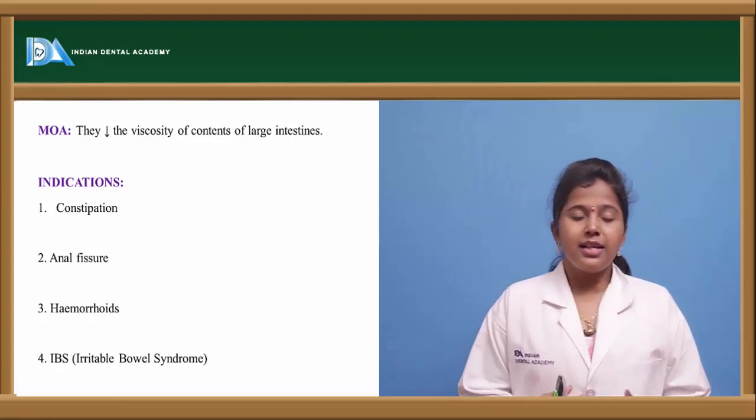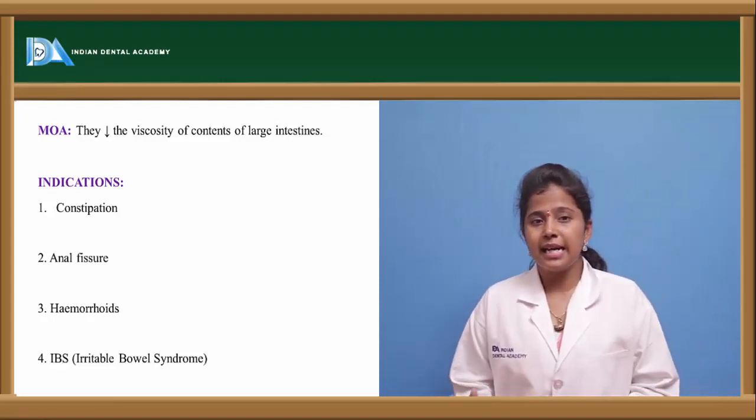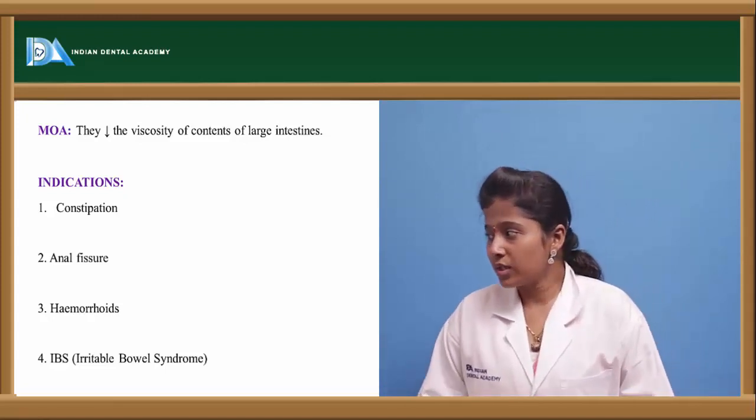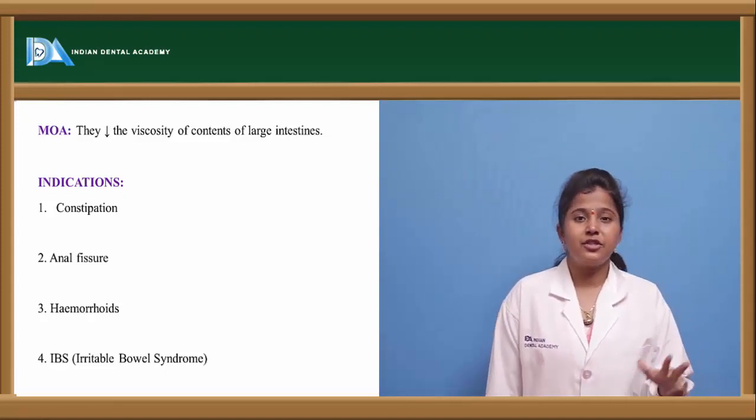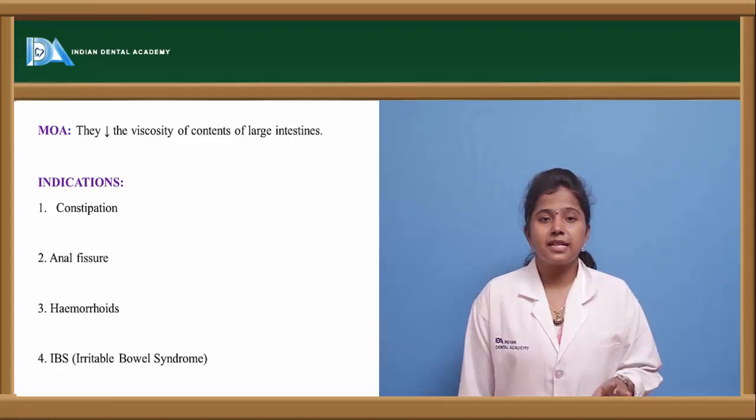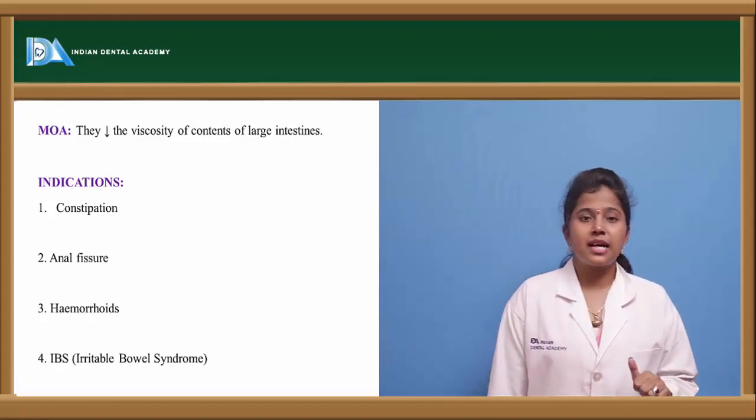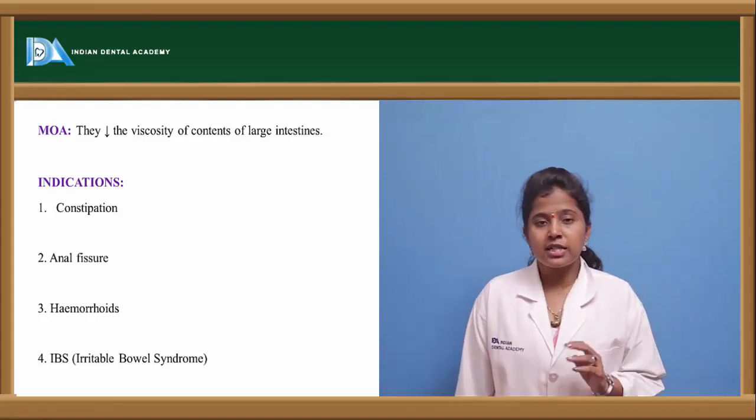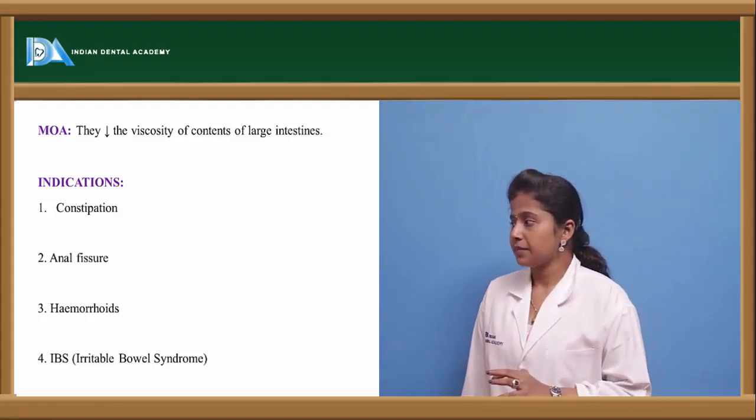And what are the indications, or how can we indicate that these purgatives can be used? They are used in constipation, anal fissures, and hemorrhoids. Hemorrhoids are nothing but piles, and they are used in IBS, that is irritable bowel syndrome. In all these conditions, these purgatives can be used.